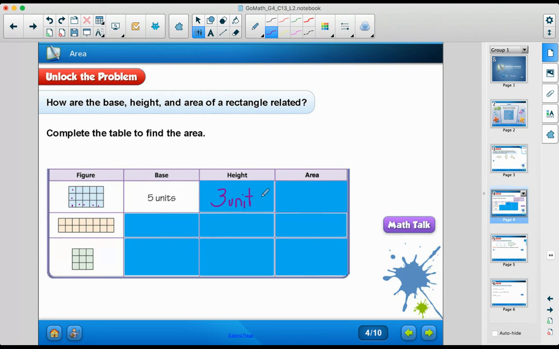So what they told us to do is count how many units are here. 1, 2, 3, 4, 5, 6, 7, 8, 9, 10, 11, 12, 13, 14, 15. So the area is 15. And when you're working with area, you have to write square units.